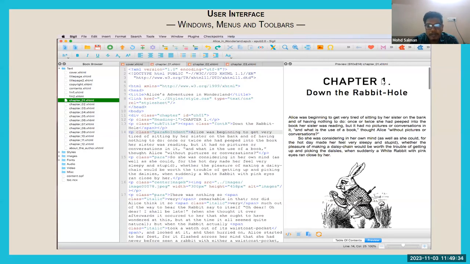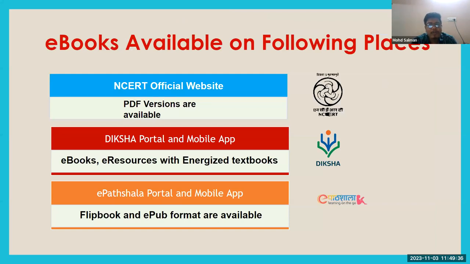And the next slide is ebooks available on the following places: NCERT official website. You can directly visit ncert.nic.in. PDF versions are available there. Diksha portal and mobile apps have ebooks and e-resources with energized textbooks, and the e-Pathshala portal and mobile app have flipbooks and EPUB formats available there.